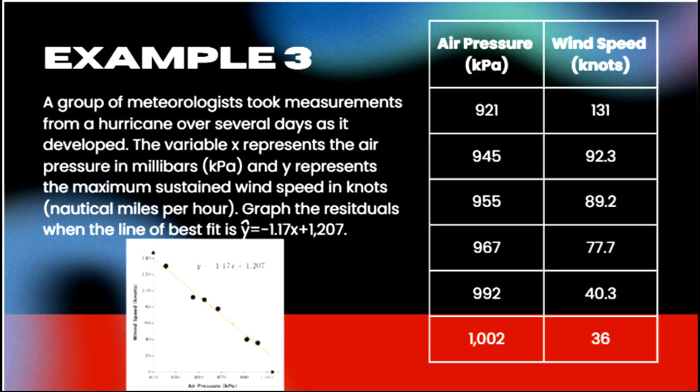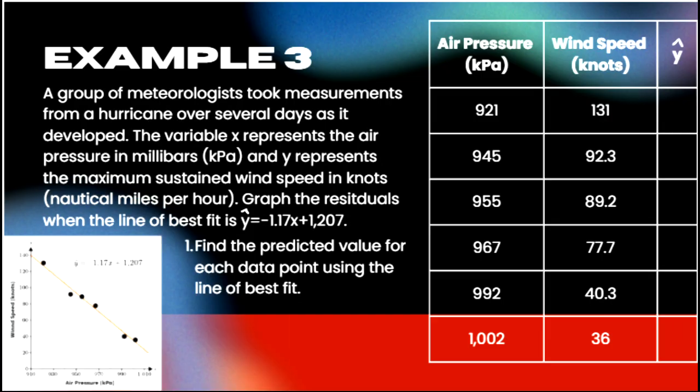Here is example number 3. A group of meteorologists took measurements from a hurricane over several days as it developed. The variable x represents the air pressure in millibars, and y represents the maximum sustained wind speed in knots. Graph the residuals when the line of best fit is given. First, find the predicted value for each data point using the line of best fit. We have our x, we have our y, and we need to find our y hat. We do that by taking our x value and plugging it into this formula.